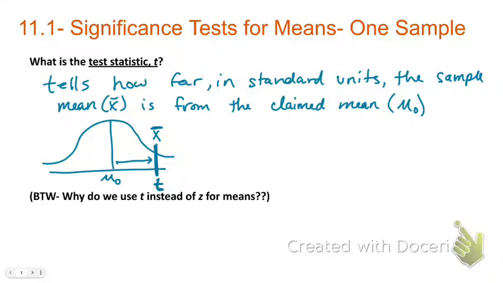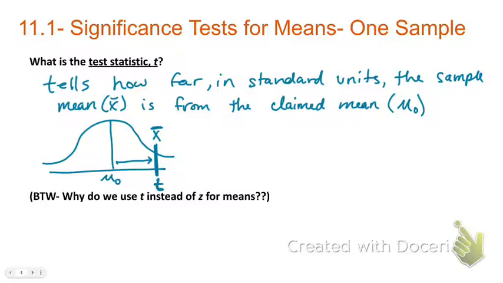Now, the situation that I've drawn on the board is in the event that our sample mean is above the claimed value. Could it be that our sample data is below the claimed value? Sure. And if that happens, what would the T-test statistic be? A negative number, okay? So it can go in either direction.